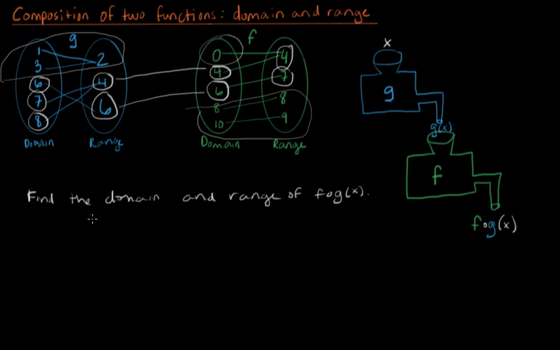So the domain is going to be those values in the input of g that actually go all the way through. So that would be 6, 7, and 8. And then the range is going to be the final output values. So it's going to be 4 and 7. And that's how we find the composition of functions from mappings.